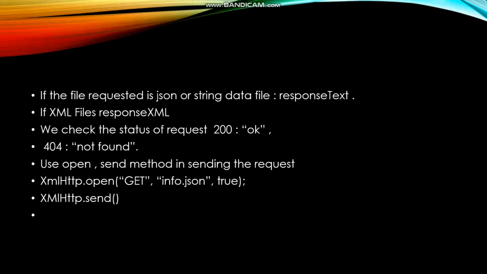The client uses the open and send methods in sending the request. xmlhttp.open: GET is the method; you can use the GET or the POST method. The second argument is the file name from which you are fetching the data, and the third argument is to perform this request in synchronous or asynchronous mode. If it is true, you will be performing this action in asynchronous mode. Then, at last, the xmlhttp.send method sends the request to the server.